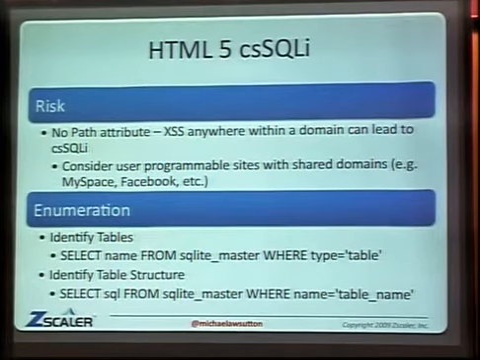What are some of the risks associated? This is the same thing. If I have cross-site scripting, I can still query that same database. In this case, there is no concept of the path attribute, so I can query it regardless of where on the domain this database was actually created. So think of sites that have a lot of user-supplied content. Maybe somebody else has created a cross-site scripting vulnerability.